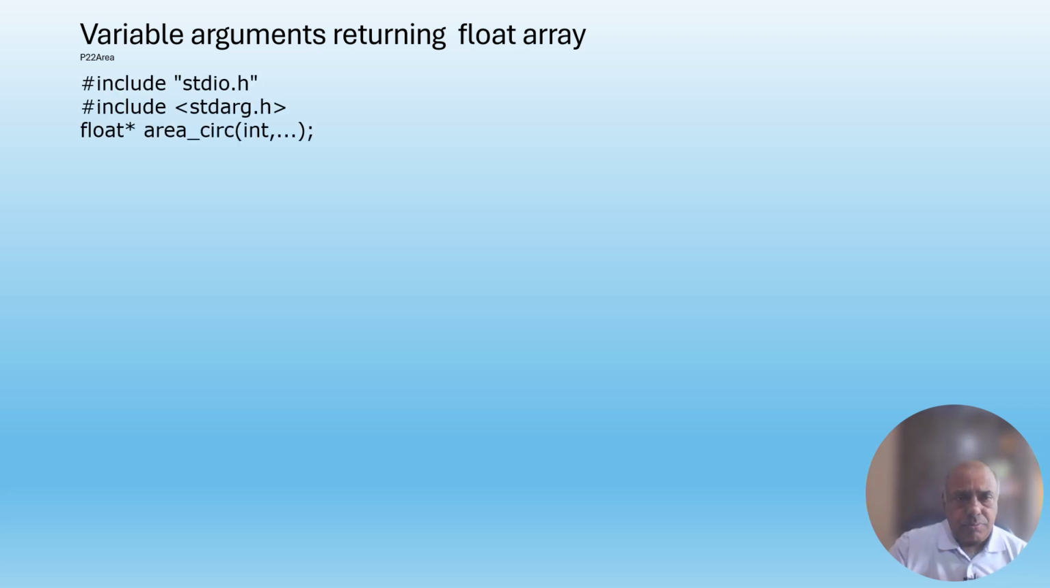In this program what we are going to see is a variable argument function returning a float array. How have I declared the prototype? Float star. Now this is the function area_circ, and this function will be returning a float pointer.